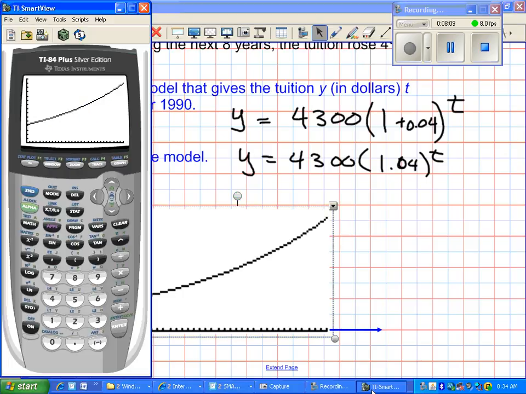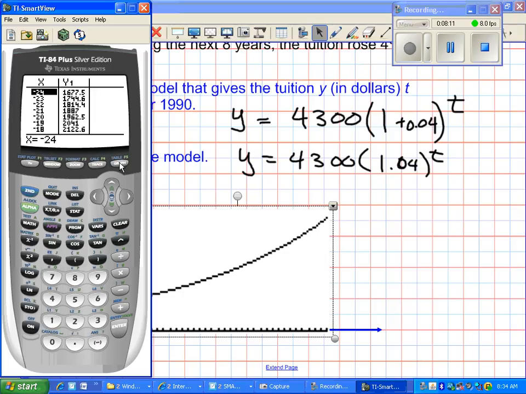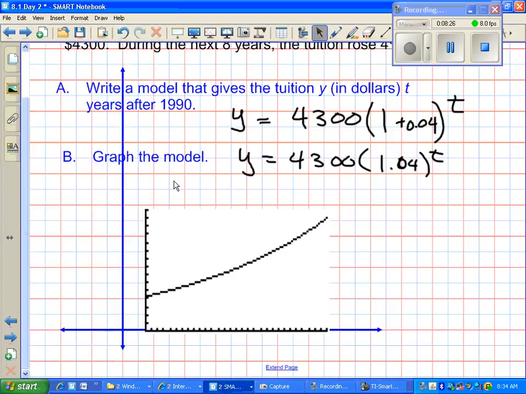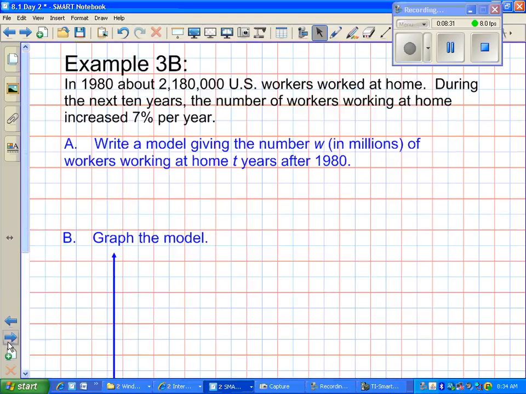Well, you could hit second graph to go to the table. You wouldn't want negative numbers, but I would go ahead and pick points here and graph them. That way I could get a pretty good idea of what the graph looks like. So there's how to get your model. There's how to find your graph.